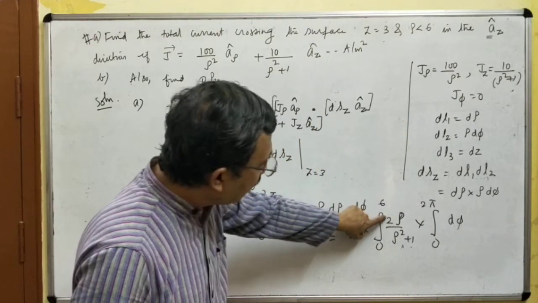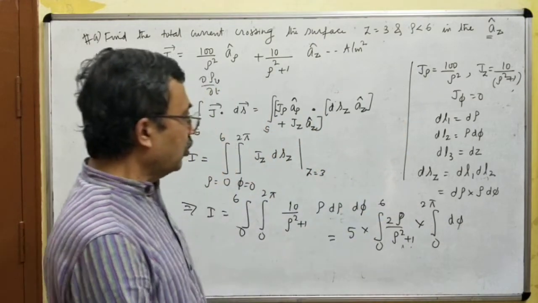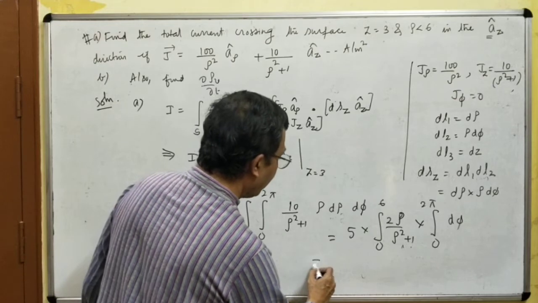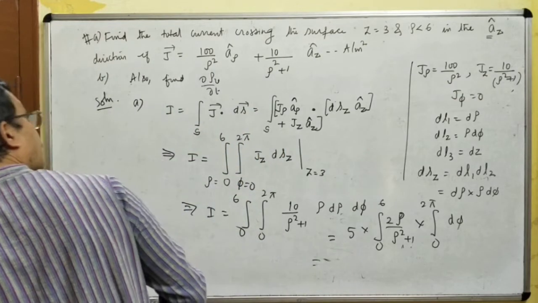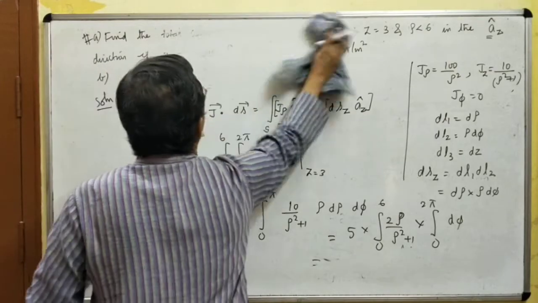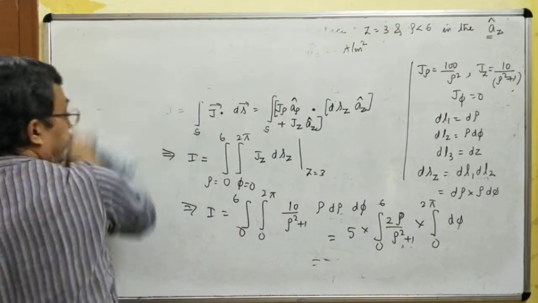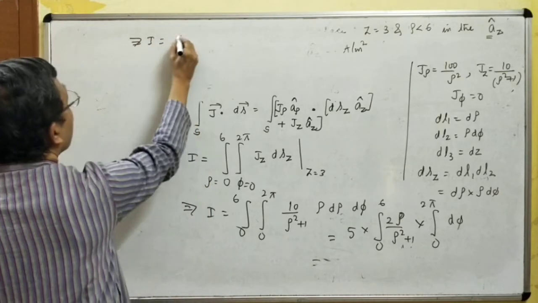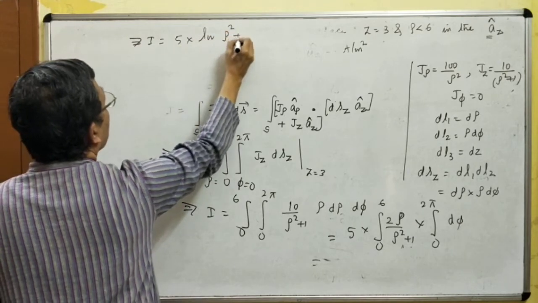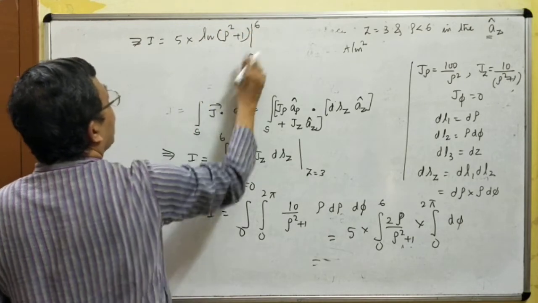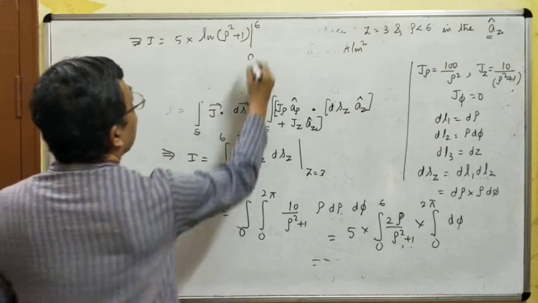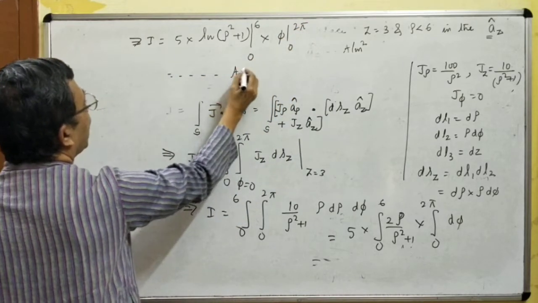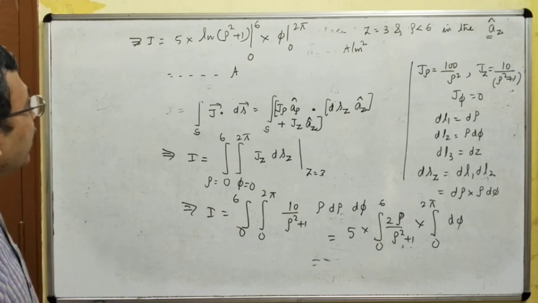See, 2 rho is the differential of rho square plus 1. If the numerator is the differential of the denominator, you get a log function. So this implies I is equal to 5 into the natural logarithm of rho square plus 1, with rho taking values, lower limit 0, upper limit 6. Integrating d phi you get phi, lower limit 0, upper limit 2 pi. Put the values and keep the answer. This is how we find the current I.